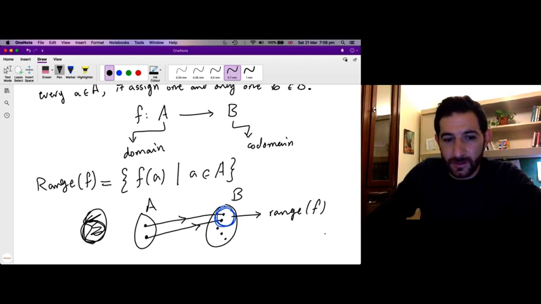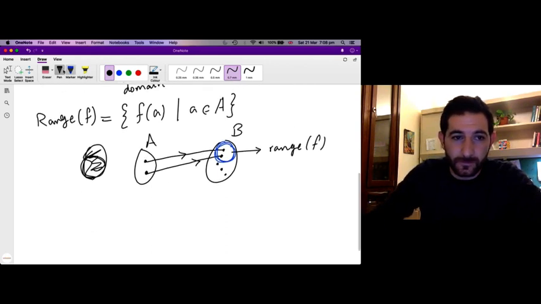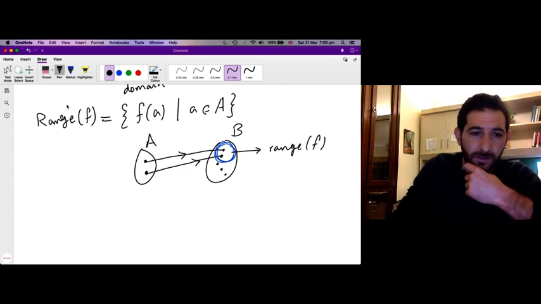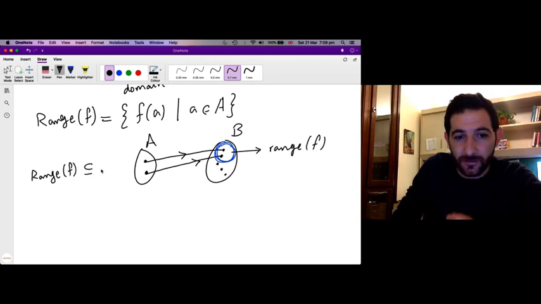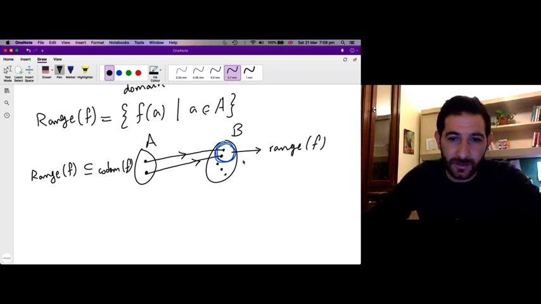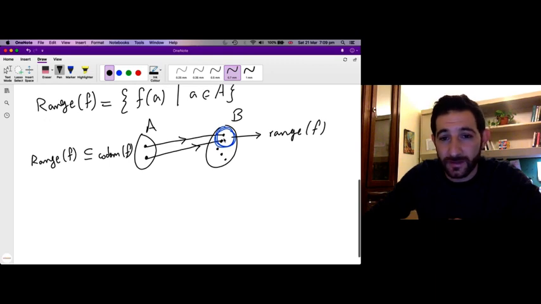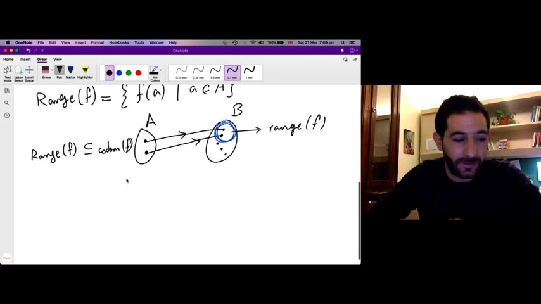And of course it's obvious that the range of f is a subset of the codomain of f. Every element of the range is an element of the codomain B.